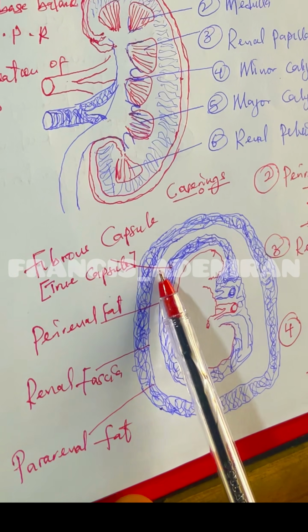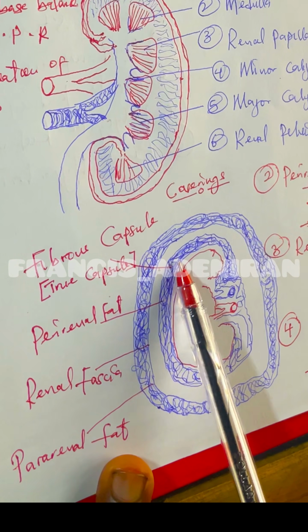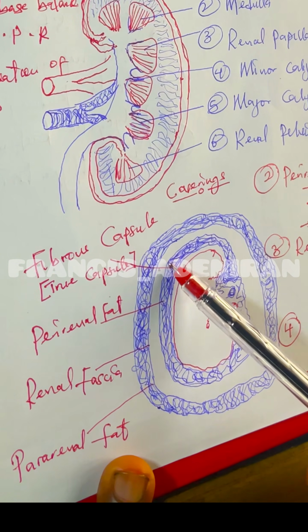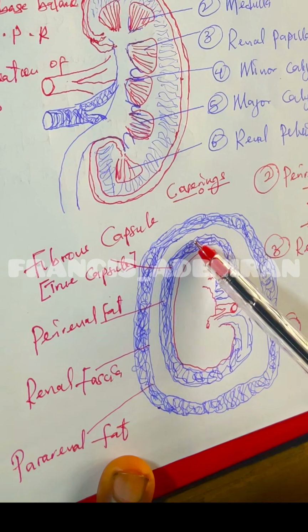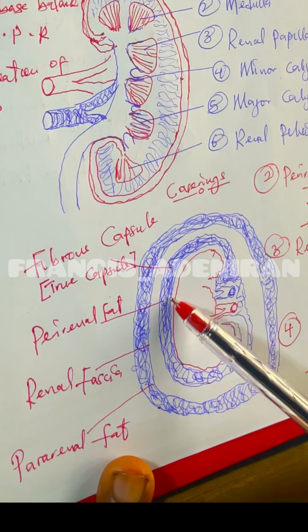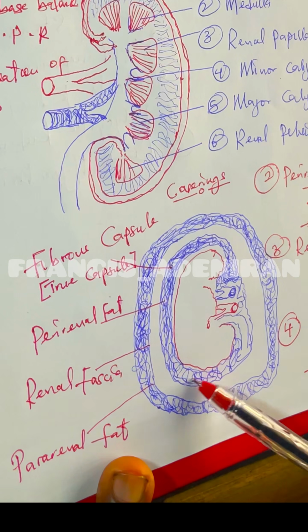This fibrous capsule is the innermost layer, and it is thin and has a tough membrane. It is also known as the true capsule.